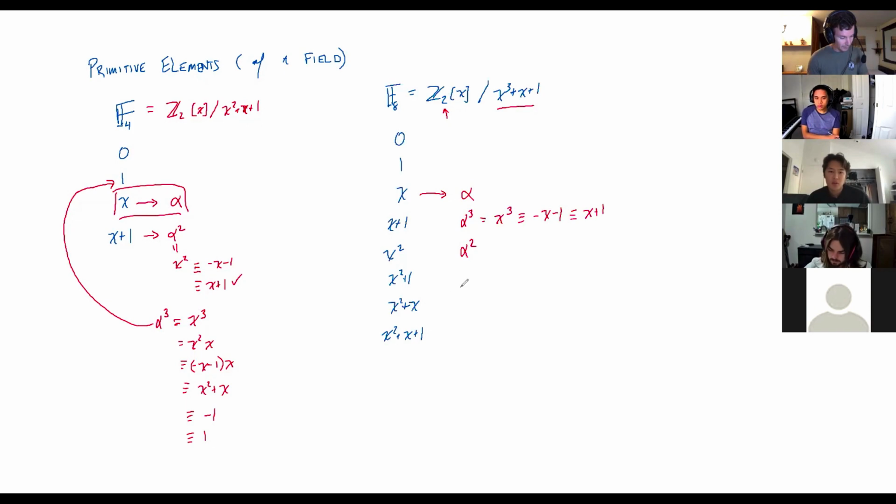Alpha to the 4 plops us here. Alpha to the 5 lands us here. Alpha to the 6 lands us here. Alpha to the 7 lands us at 1, which means alpha to the 8 gets us back to where we started. Alpha is equivalent to alpha to the 8. That is not a coincidence that the field was of size 8.